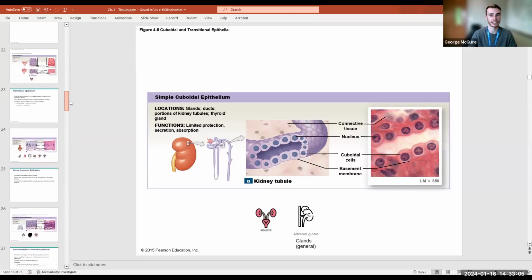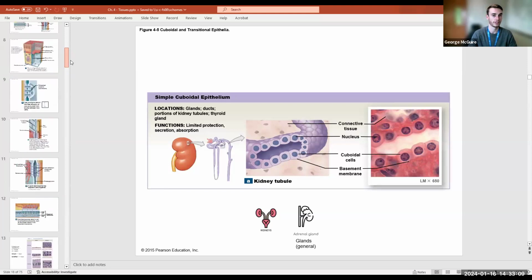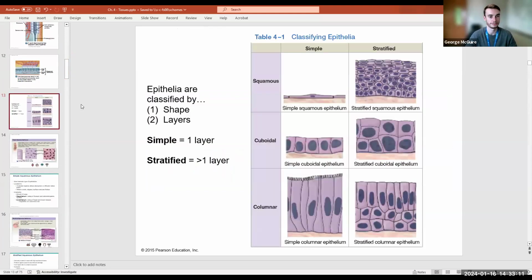Are there any of these you guys would like me to touch on again or explain in more detail? Either with structure or types of epithelium?